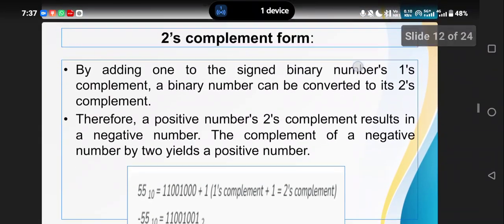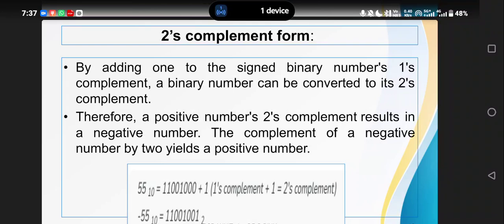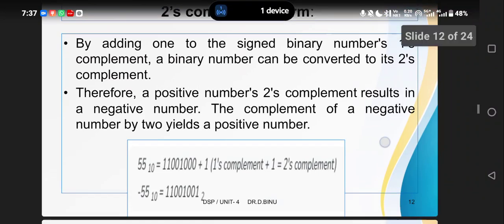In 2's complement form, by adding 1 to the signed binary number's 1's complement, a binary number can be converted to its 2's complement. Therefore, if a positive number's 2's complement results in a negative number, the 2's complement of a negative number yields a positive number.